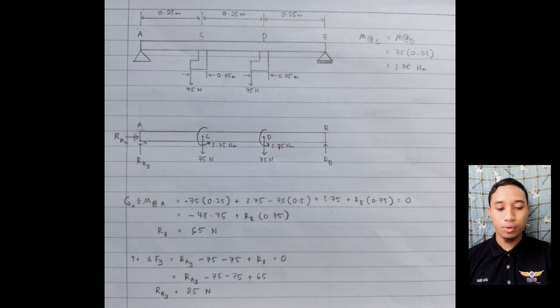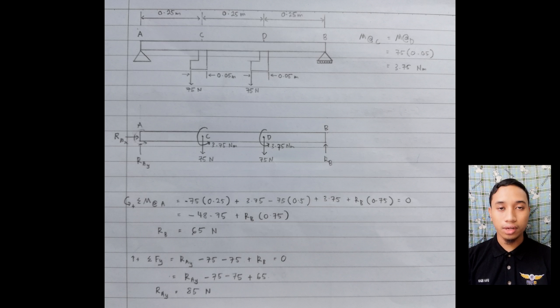As you can see, we have drawn the free body diagram for the question, and after we find the moment at point C and point D, we can see that the moments have the same value, which is 3.75 Newton meter. After that, we complete the free body diagram, where there is a reaction at point A and point B.